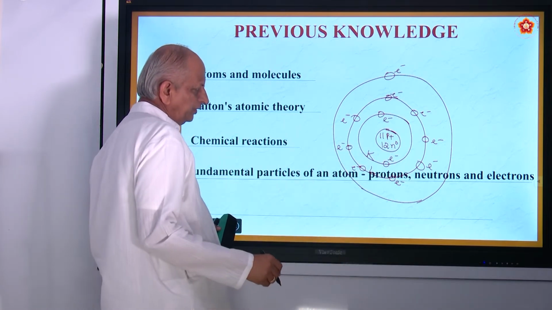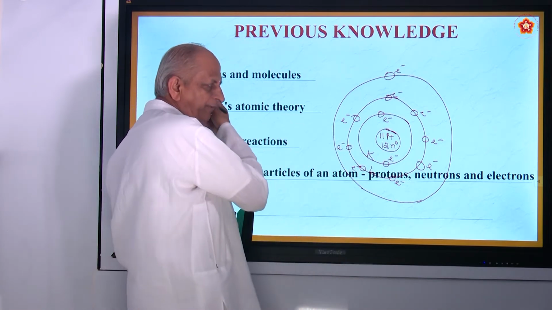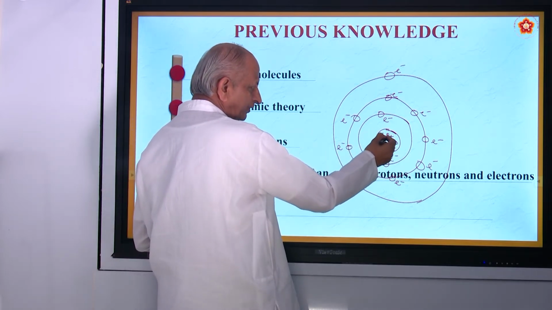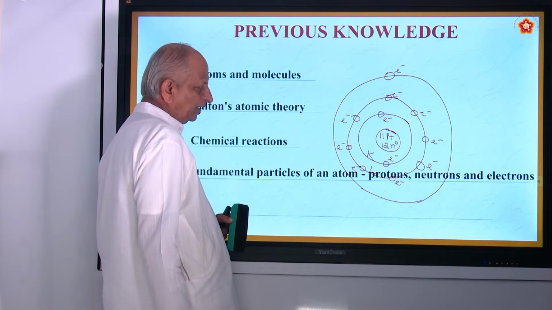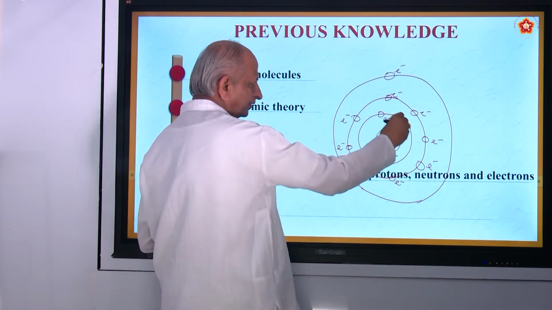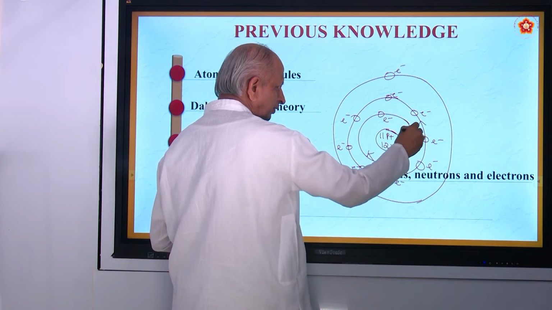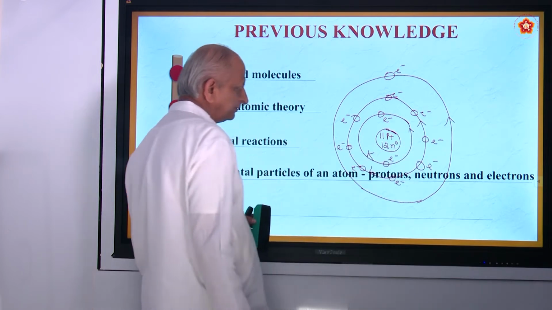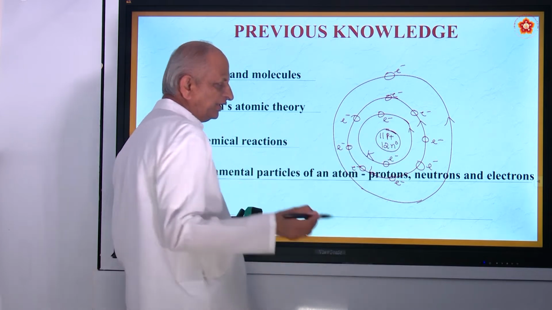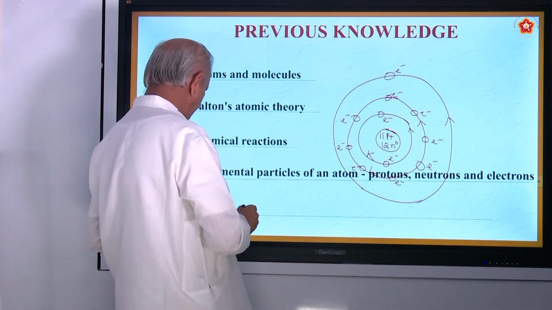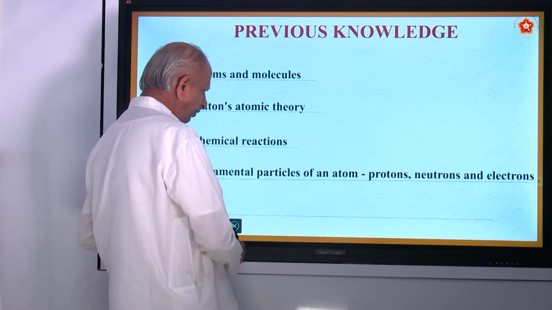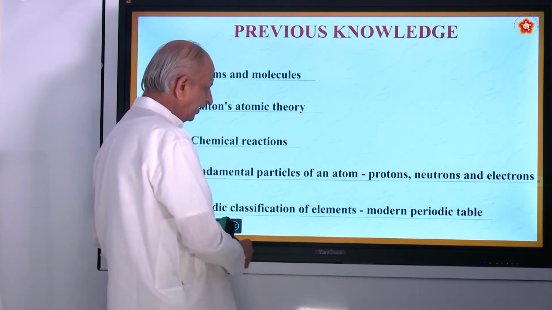So what I am showing now is that the fundamental particles, namely protons and neutrons, will be in the nucleus. They are also called nucleons, and electrons will be going round the nucleus in fixed elliptical orbits. This is what is called the nucleus. You already studied that. And also we have studied about periodic classification.